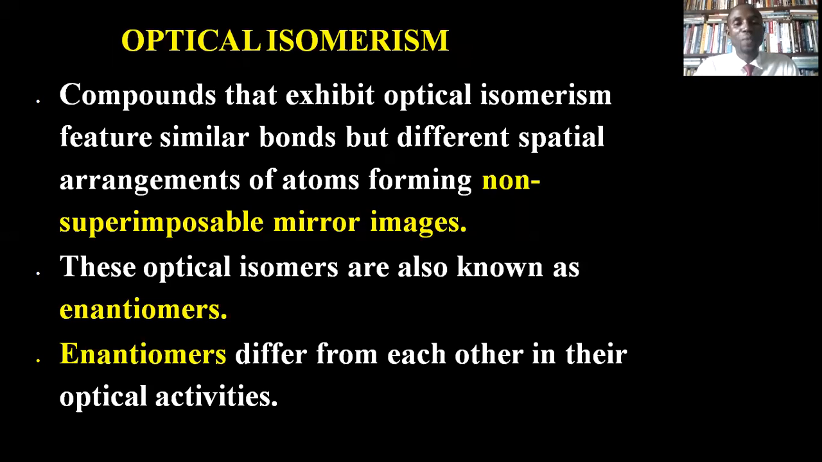Then optical isomerism also has the same chemical formula but a different spatial arrangement of the atoms. But this one has to do with mirror image. These optical isomers are also known as enantiomers. An enantiomer differs from the other in its optical activity. It's just like when you bring a mirror in front of you or in front of any other thing, you see the way you are, it will present it as a non-superposable image.